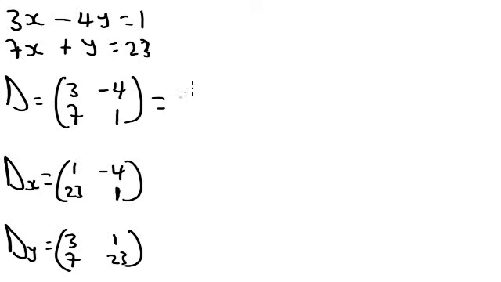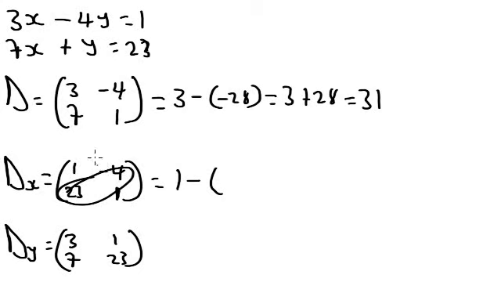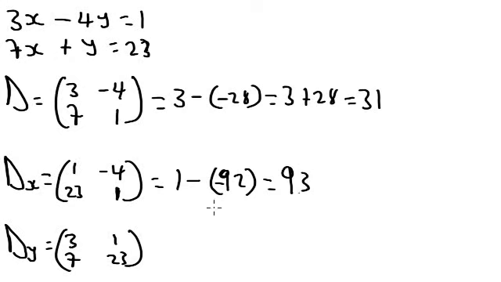Now let's determine their corresponding determinants. 3 times 1, that's 3, minus 7 times negative 4, that's negative 28. And if we compute this, we have 3 plus 28, as the negatives cancel each other to positive, and the result will be 31. Perfect. 1 times 1, that's 1, minus 23 times negative 4. That will result in negative 92. And if we add that, the negative will affect it as well. We would end up with 93.